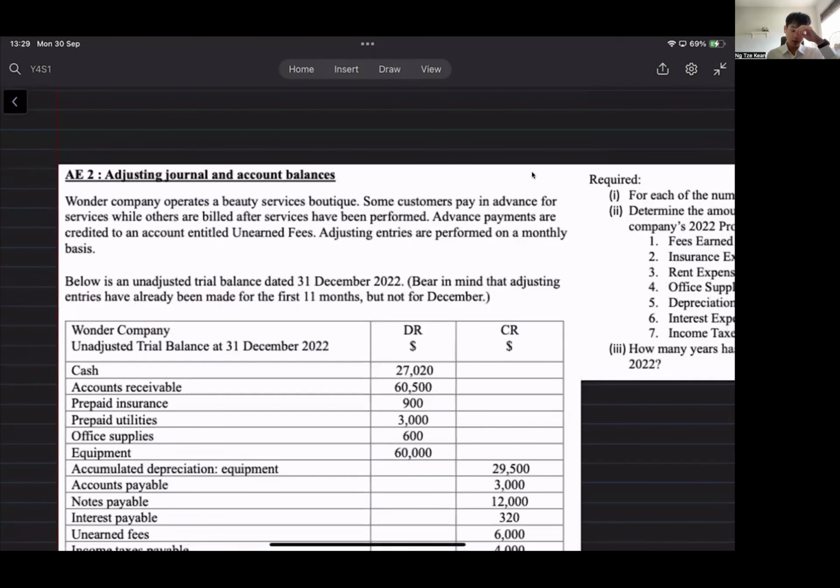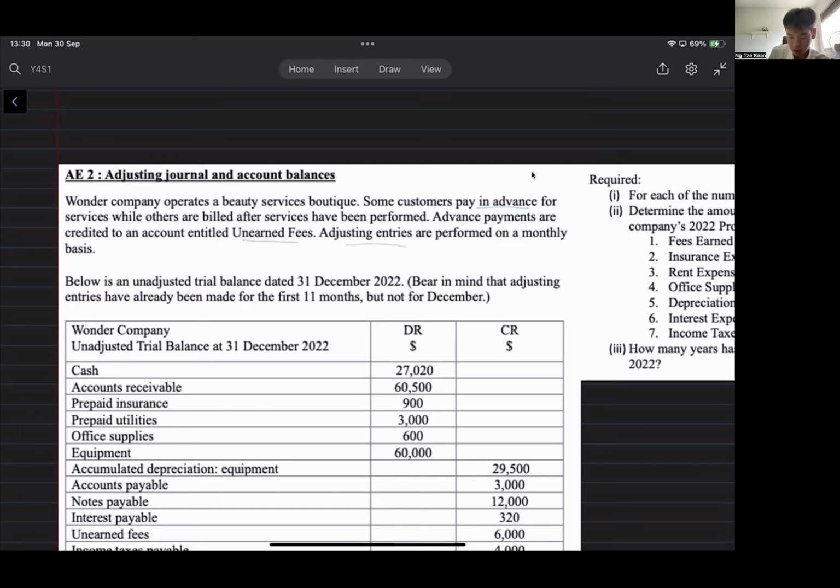For the second question, we are given a company's trial balance sheet, right? And we are told that some customers pay in advance for services, so those would be categorized as unearned revenue because you obtain cash in advance and you have a liability to provide this service afterwards. We are also told that advance payments are credited to unearned fees. So instead of unearned revenue, we would call it unearned fees in this question.